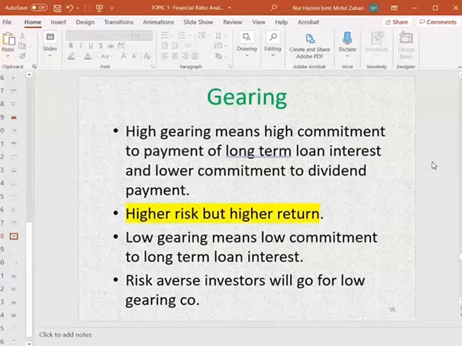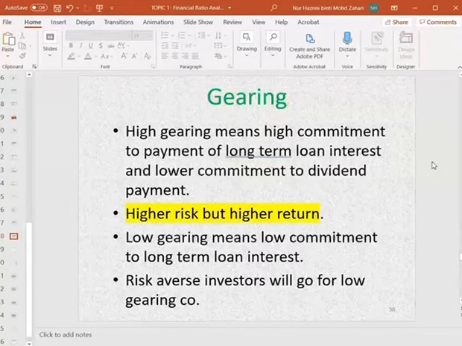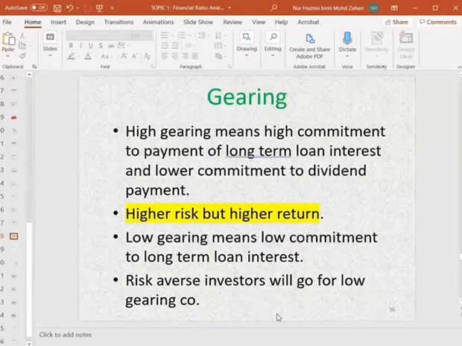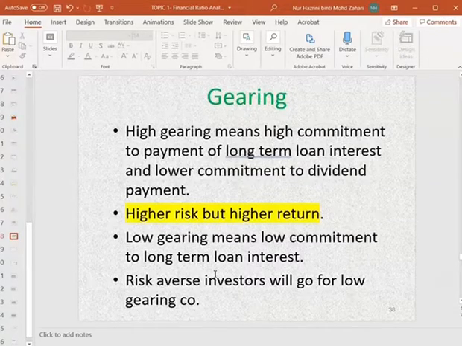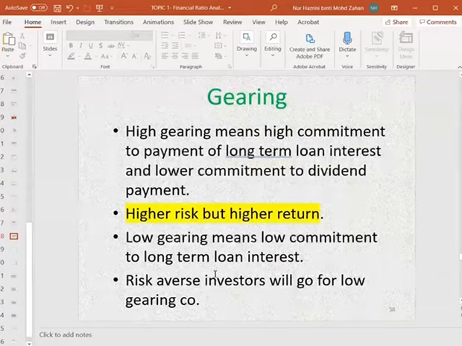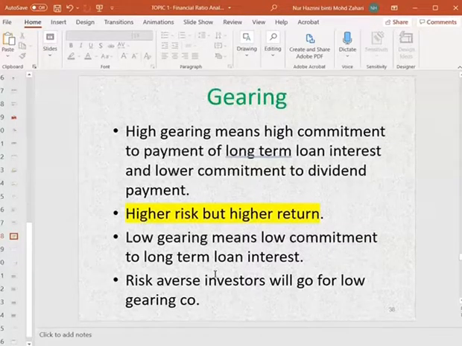So low gearing means low commitment. If a company is said to be a low gearing company, it means that company does not have much liability. So if you are a risk averse investor, an investor that is concerned more about dividend than the commitment of paying interest on loan, you will go to this kind of company.